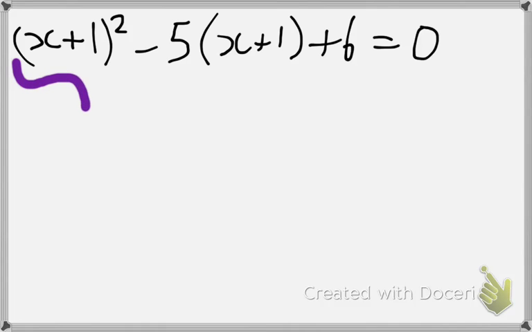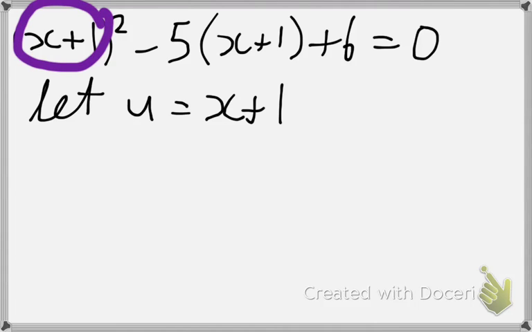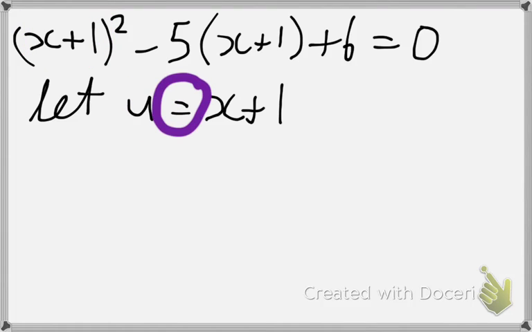The only thing is, it's not x squared, it's something else. And it's not x, it's a little bit different. So what we're going to do is replace all those things that are a little bit different with something that's a bit more familiar to us. So let u equal x plus 1. Then everywhere I see an x plus 1, I'm going to replace it with u, because u and x plus 1 are equal.